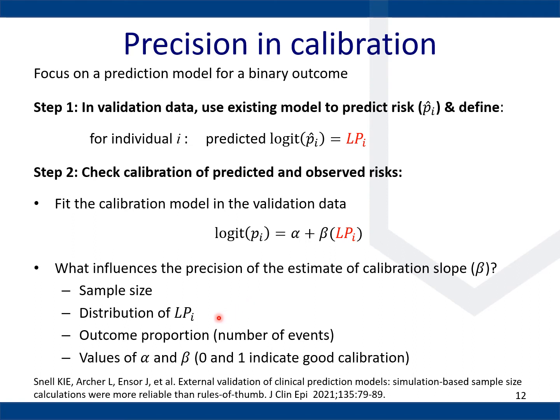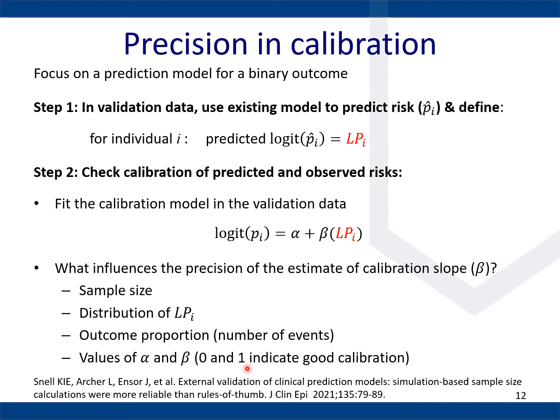So we need to think about, for our sample size calculation, what the distribution of the linear predictor is likely to be, what the population is that we're applying the model to, and what's the overall risk in that population, and lastly, whether we think the model will perform well in our population. So do we think the intercept will be zero and the slope will be one? We suggest that that's a good place to start.